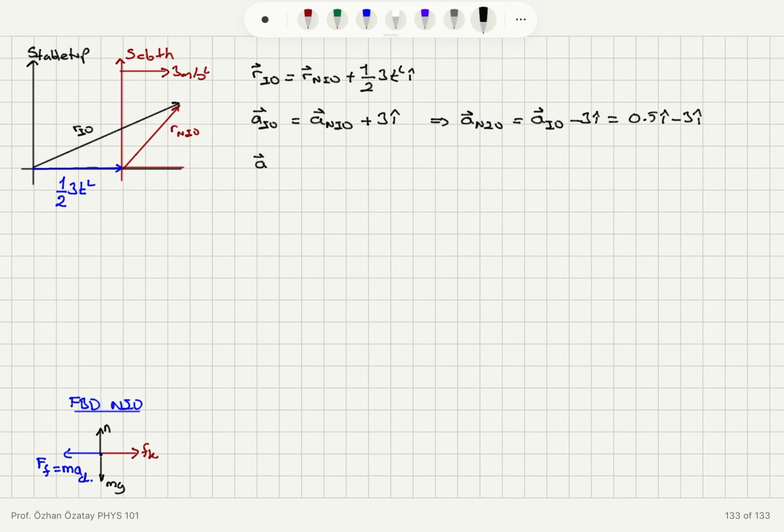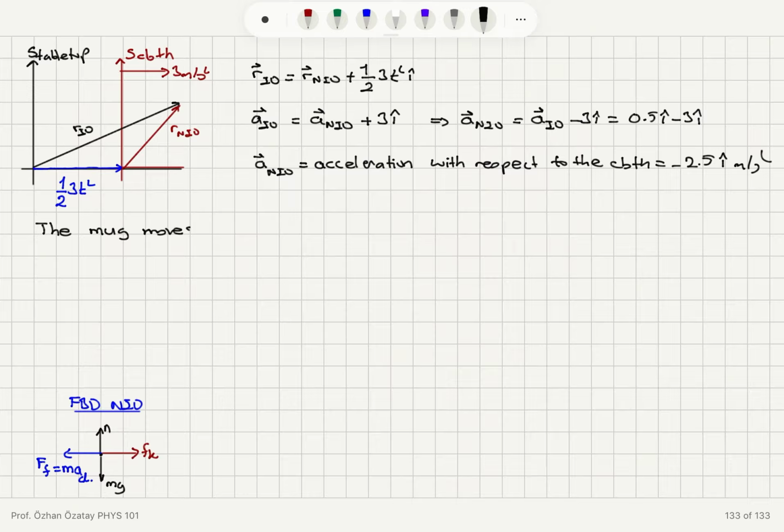So the acceleration with respect to the cloth, the acceleration reported by the non-inertial observer, with respect to the cloth reference frame, is minus 2.5 i hat meters per second squared. And how much does the mug move relative to the cloth? We know that the mug moves 30 centimeters to the left with respect to the cloth, because the cloth is pulled out 30 centimeters. The mug is moving to the left 30 centimeters.